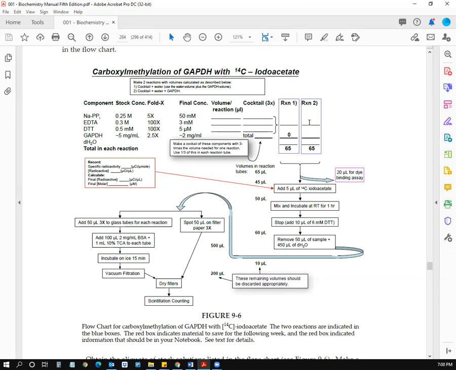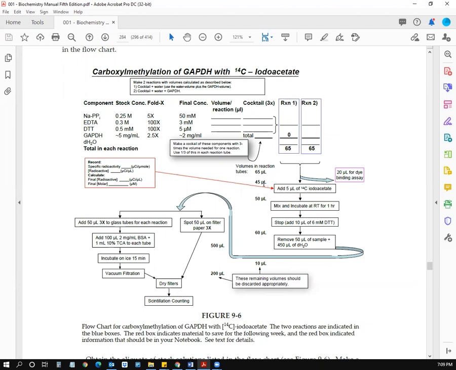Once everybody pretty much had set up their reactions, you were then asked to take out 20 microliters for the dye binding assay. So in the second half of this tutorial, we will also be calculating how to properly calculate the amount, in terms of mass, of GAPDH that was in your iodoacetate reaction based off of your standard curve data, and then also relating that to the number of sulfhydryl groups, or the number of cysteine residues, in the reaction that was picked up by the iodoacetate labeling.